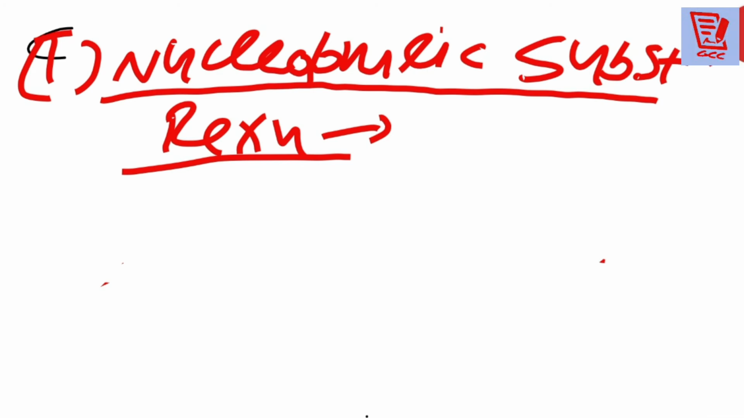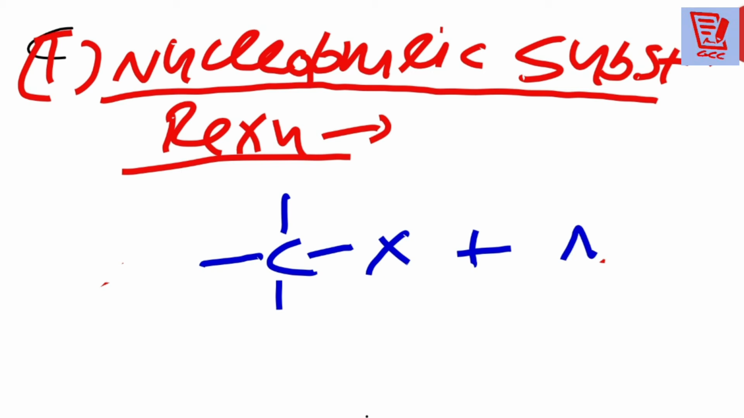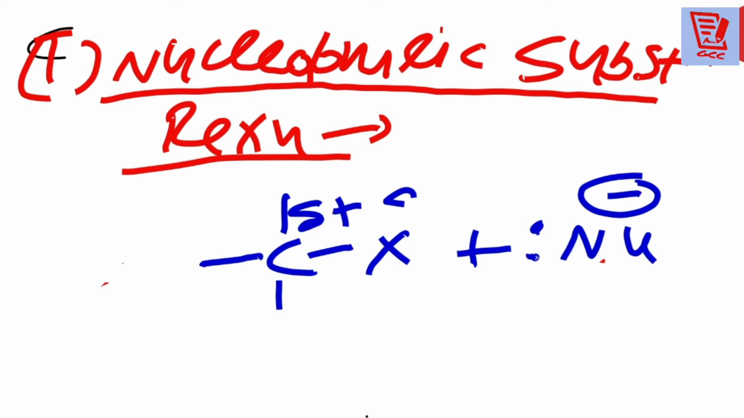So what to do for that? Let this be the haloalkane that we are using. Now this is a nucleophile. Can you tell me where the nucleophile will attack? And just remember one more thing: carbon will be slightly positive, X will be slightly negative.